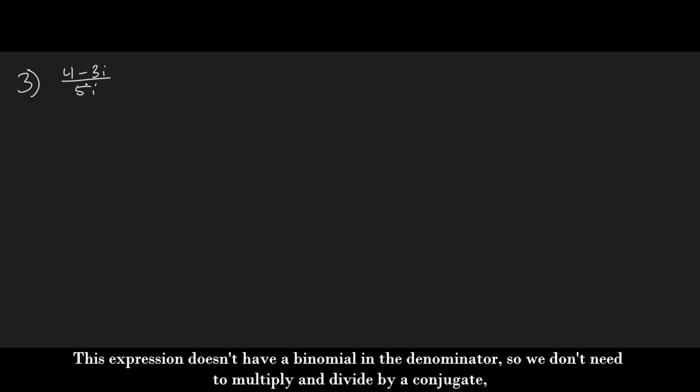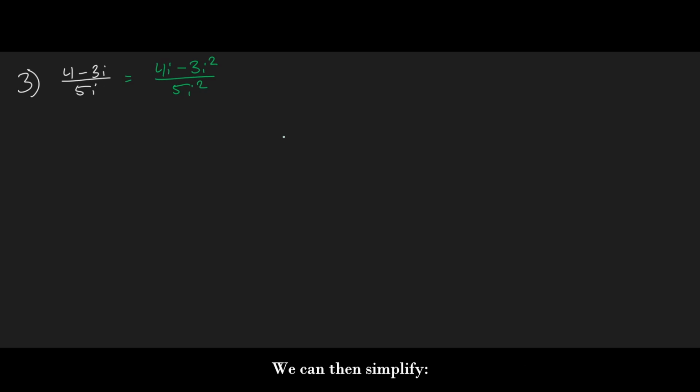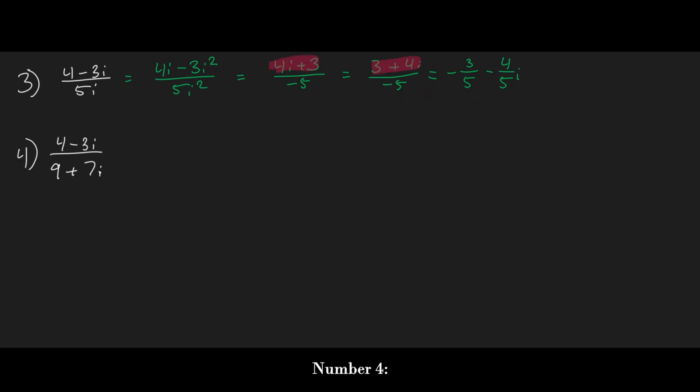This expression doesn't have a binomial in the denominator, so we don't need to multiply and divide by a conjugate. But we still need to multiply and divide by i to make this workable. 4i minus 3i squared divided by 5i squared. We can then simplify. 4i plus 3 divided by -5, which equals 3 plus 4i divided by -5, which equals -3 over 5 minus 4 over 5i. Notice we had to get the numerator into standard form first before we could put the rest of the fraction into standard form.